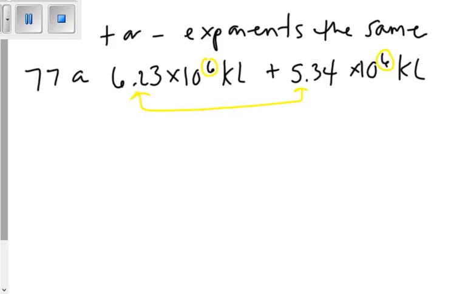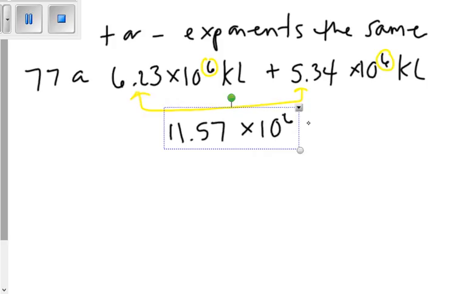So 6.23 plus 5.34 is going to be a number that's greater than 10. It is 11.57, and we keep our exponents the same, 10 to the 6th. Is that in scientific notation, though? No, because this number, 11.57, is greater than 10. So we have to move the decimal point over one place, and we get 1.157 times 10 to the 7th now, kiloliters.